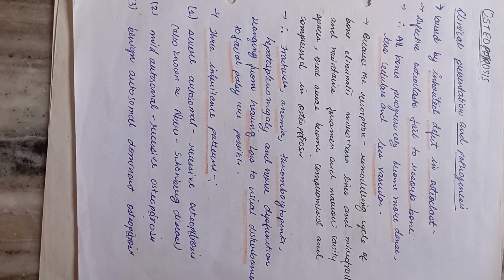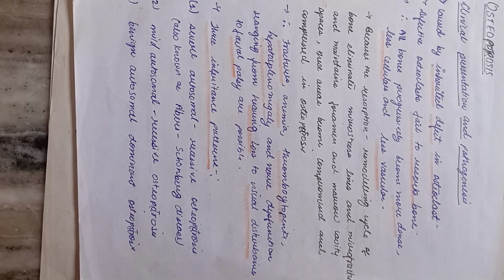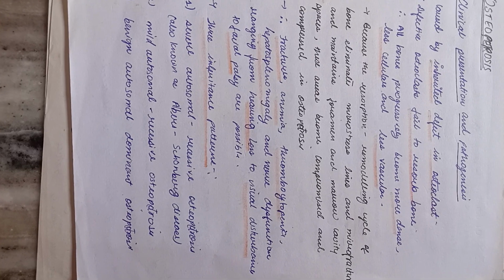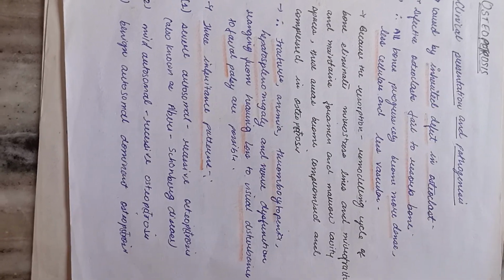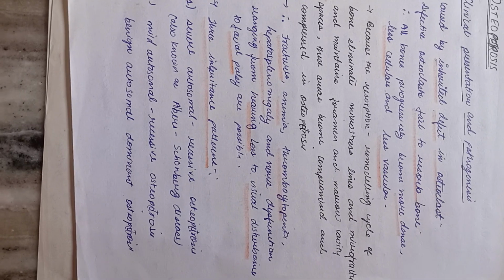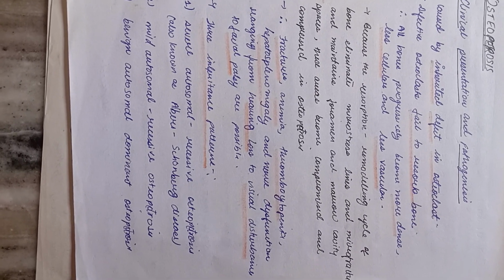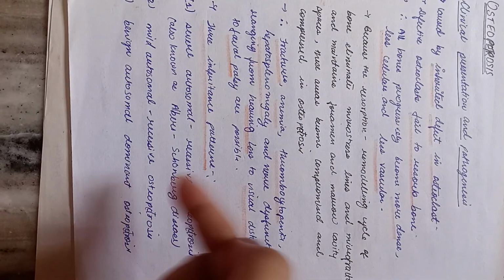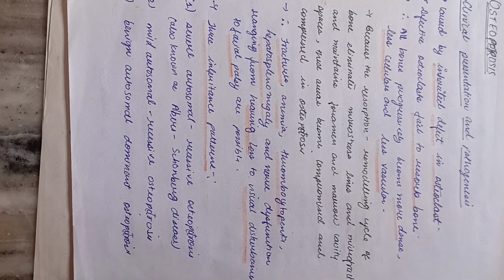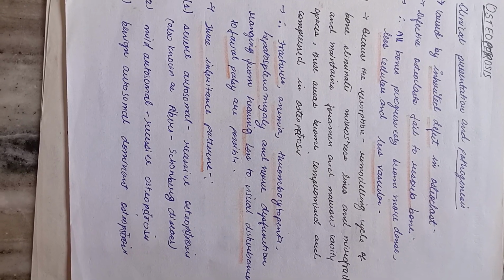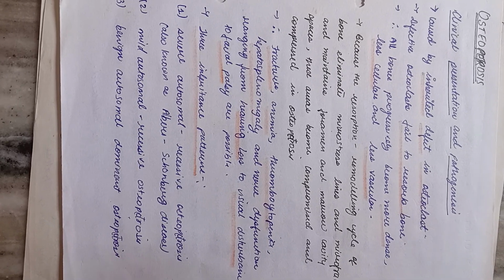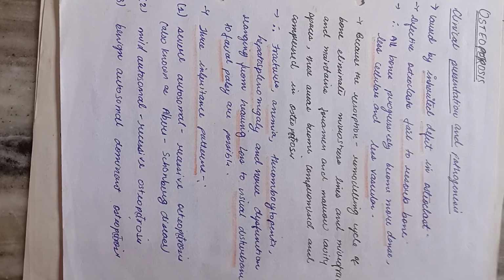There are 3 inherited patterns. First is severe autosomal recessive osteopetrosis, also known as Albers-Schonberg disease, that is autosomal recessive. Second is mild autosomal recessive, that was severe, this is mild. And last is benign autosomal dominant osteopetrosis. These are the 3 inherited patterns of osteopetrosis.